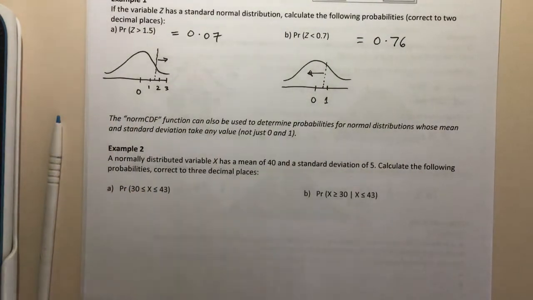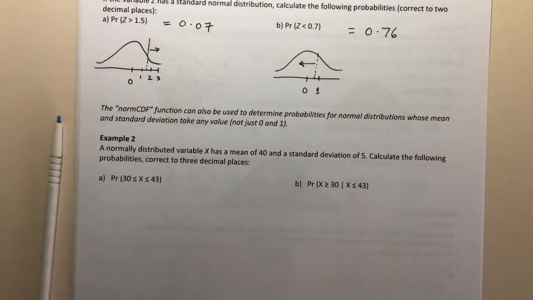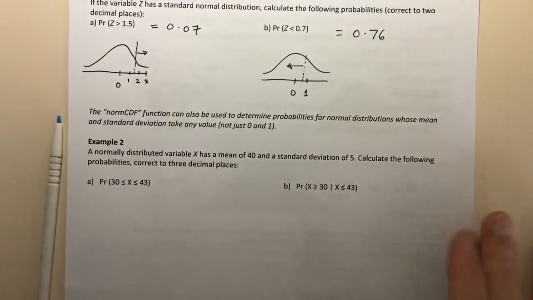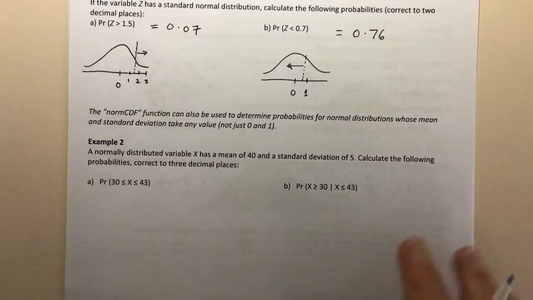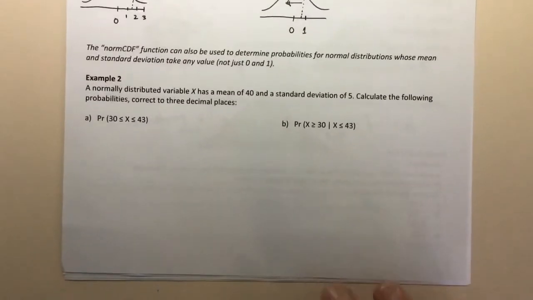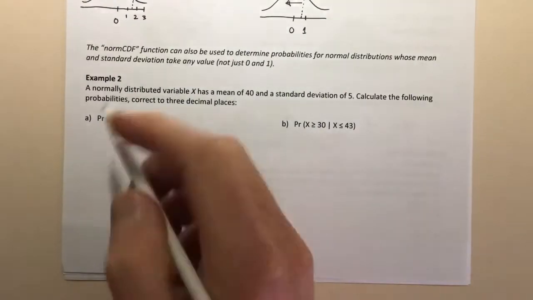Thankfully as well, the norm CDF function that we've just been using on the calculator can also be used to determine probabilities for any normal distribution, so where you have a different mean and a different standard deviation besides 0 and 1. And so again, rather than using those approximate percentages for lots and lots of questions, you would be using norm CDF to calculate probabilities.